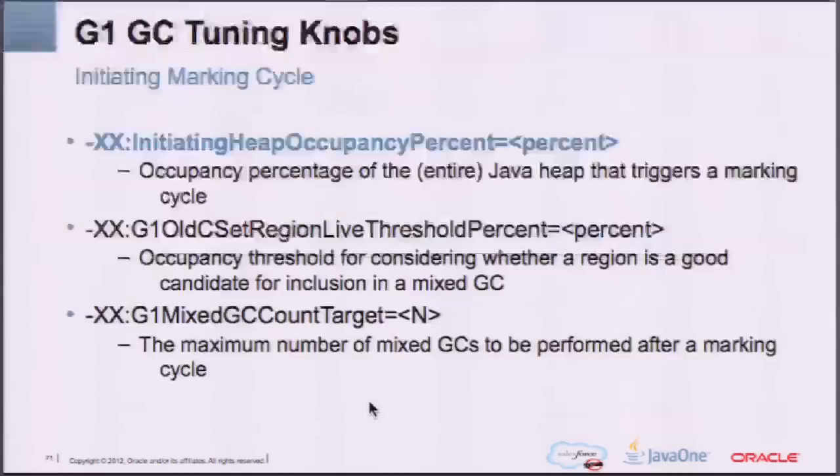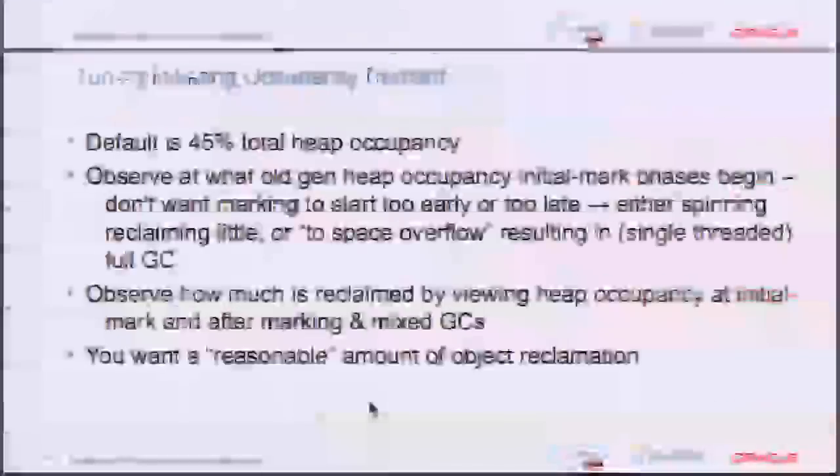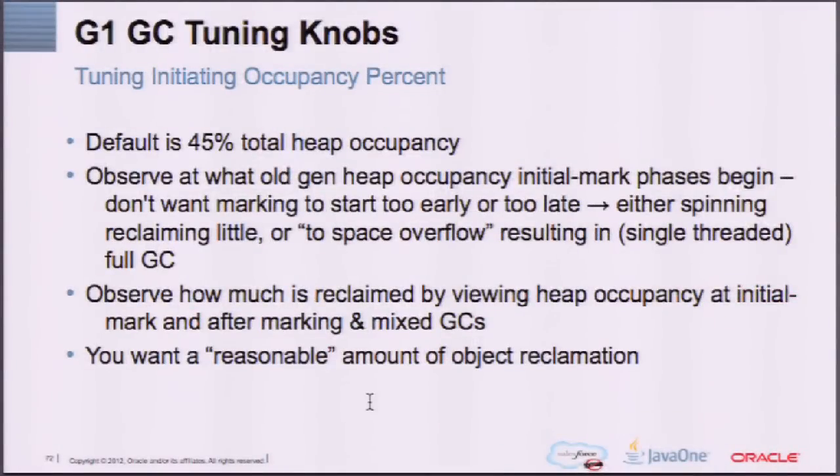So let's go with the first one, initiating heap occupancy percent. How do you tune it? Like I said, the default is 45% of the total heap occupancy. You observe at what old gen occupancy initial mark phases begin. It's similar to what we do for CMS, right? You don't want a marking cycle to start too early or too late. You will either spin or you'll have a to-space overflow, which eventually will lead to a full GC, which is single-threaded, like Charlie pointed out earlier. Observe how much is reclaimed by viewing heap occupancy at initial mark and after marking and mixed GCs. You want a reasonable amount of object reclamation. Very tricky.